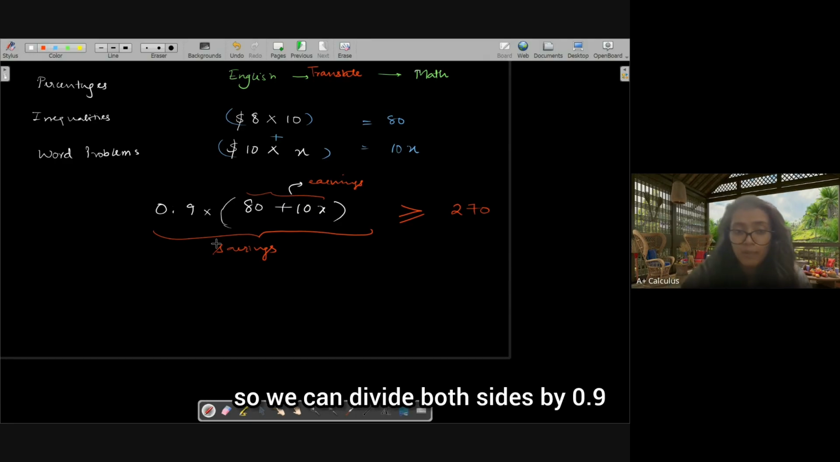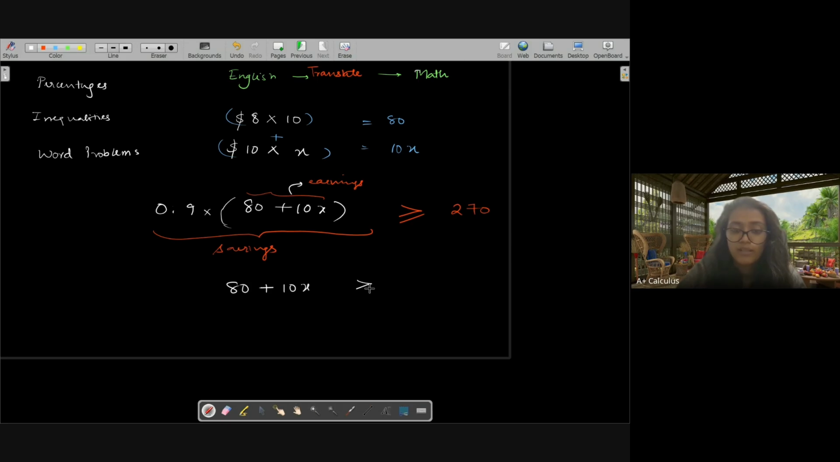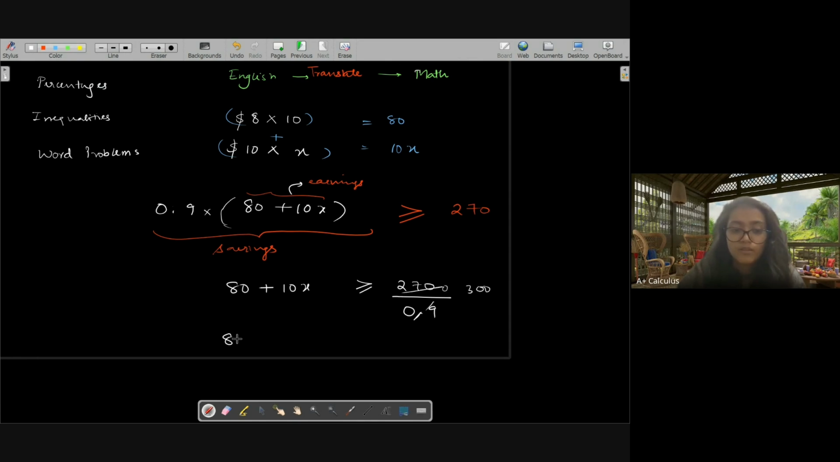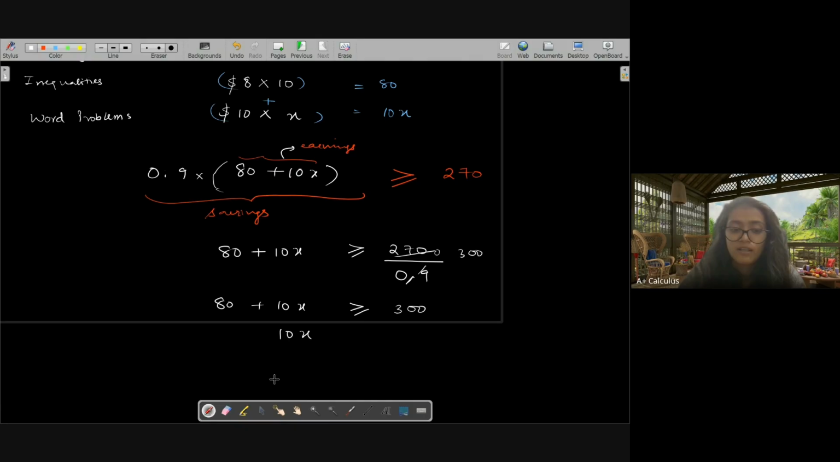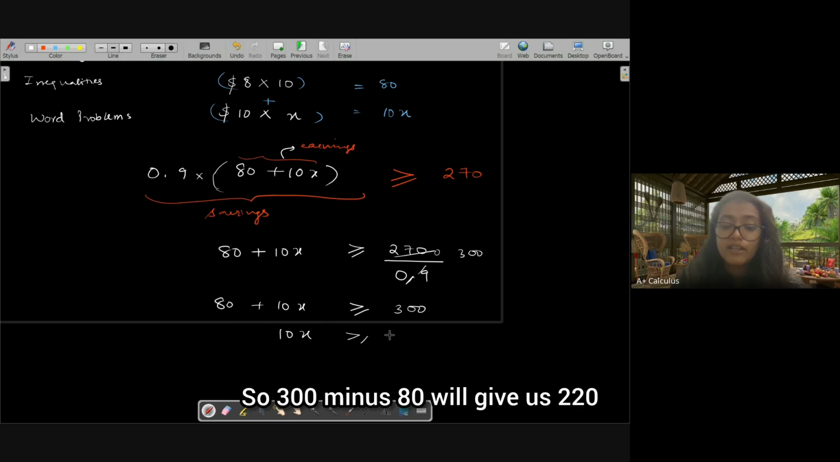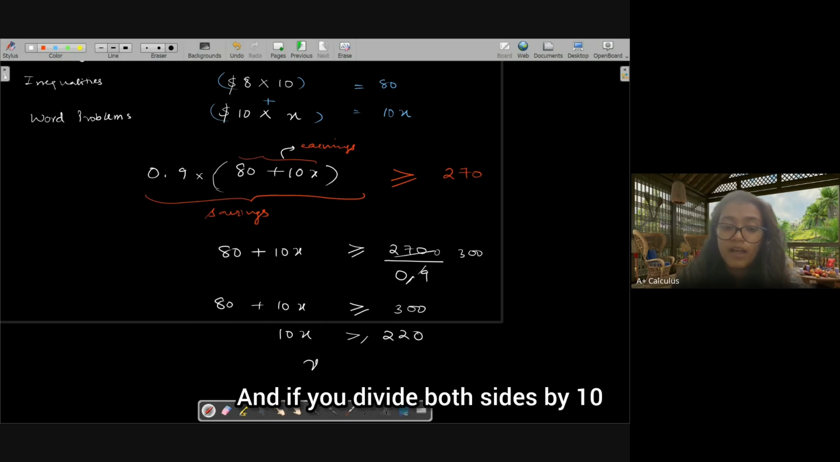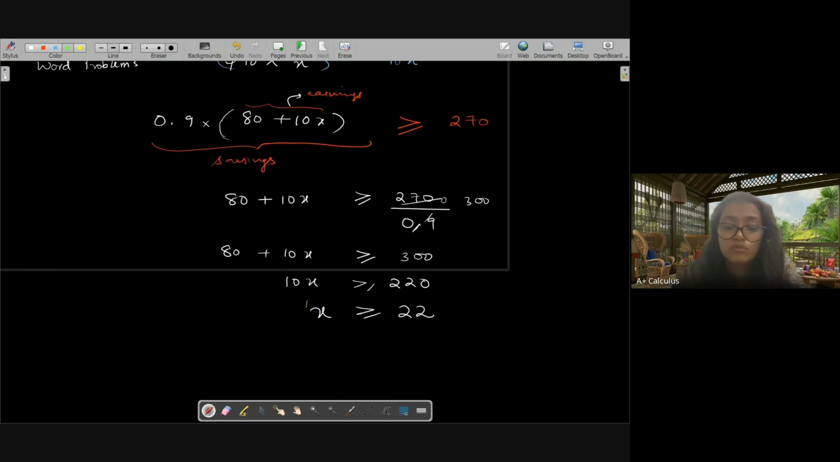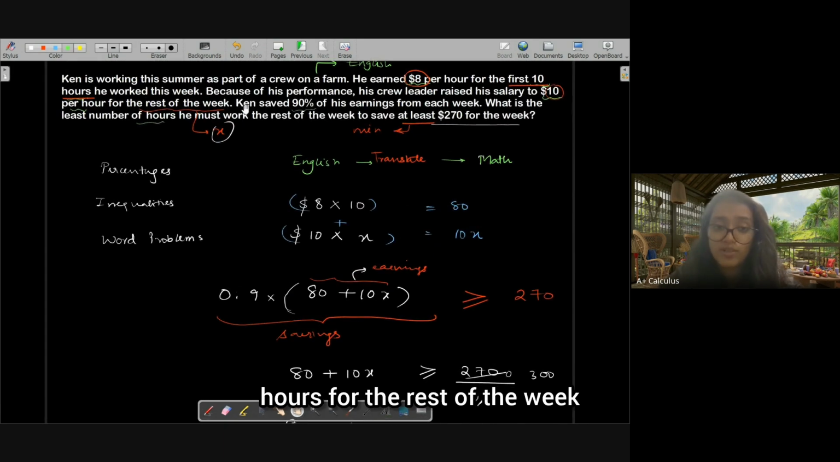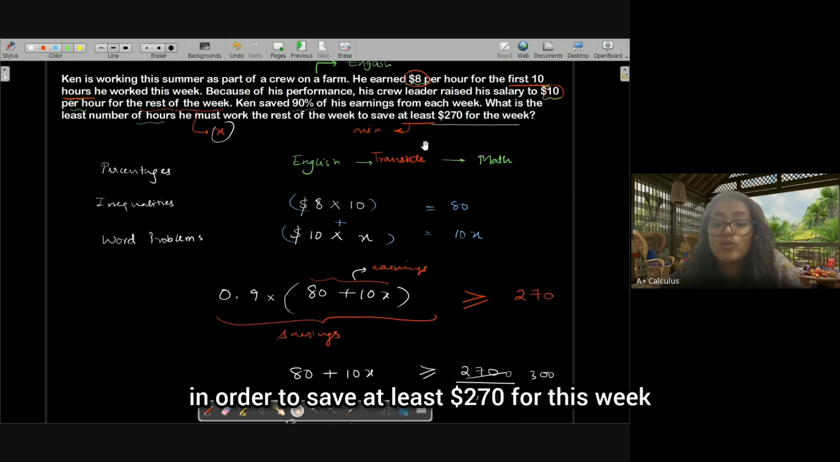So we can divide both sides by 0.9. If you divide both sides by 0.9, you get this, which is going to be 300. So 80 plus 10x is greater than or equal to 300. So 10x is greater than or equal to 300 minus 80. Subtract 80 from both sides. So 300 minus 80 will give us 220. And if you divide both sides by 10, we get x is greater than or equal to 22. That means he should work for at least 22 hours for the rest of the week in order to save at least $270 for this week.